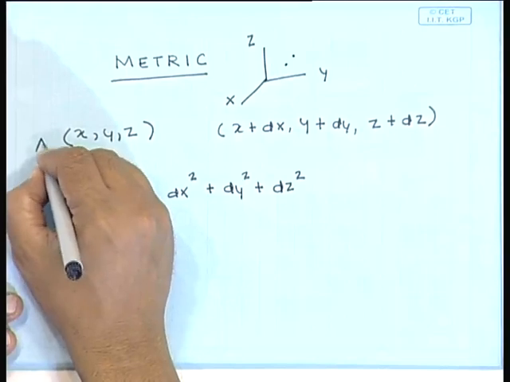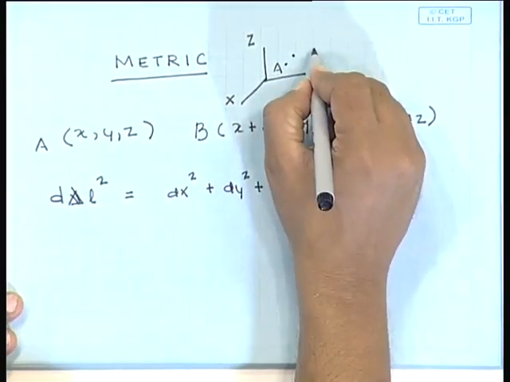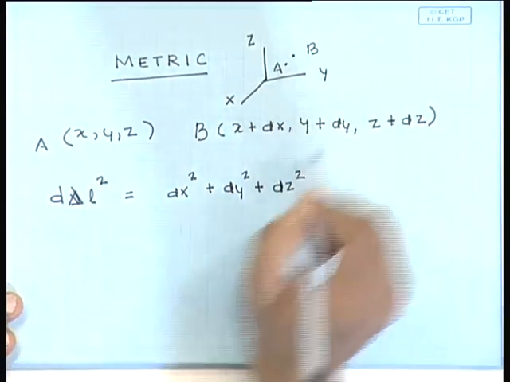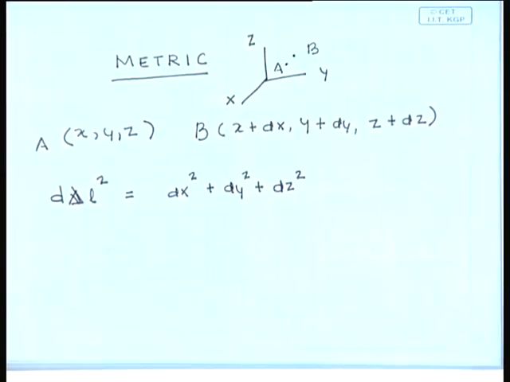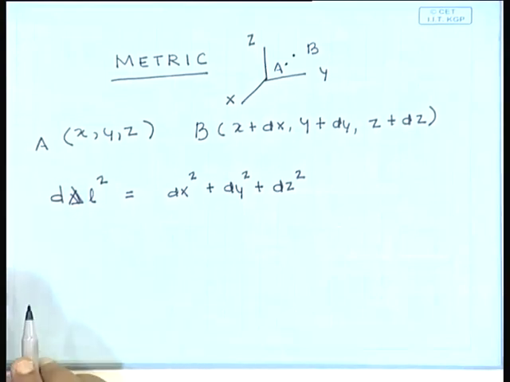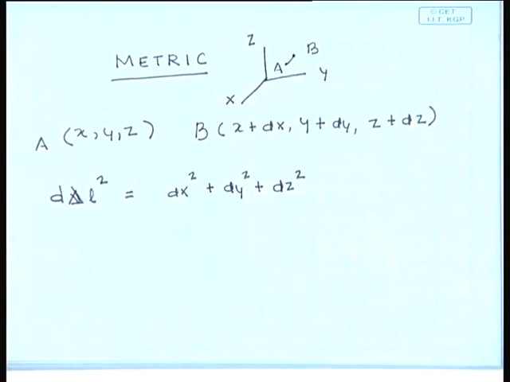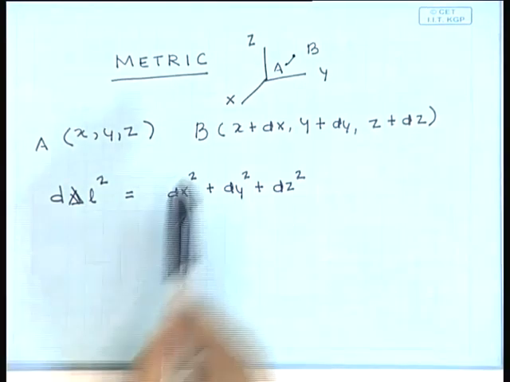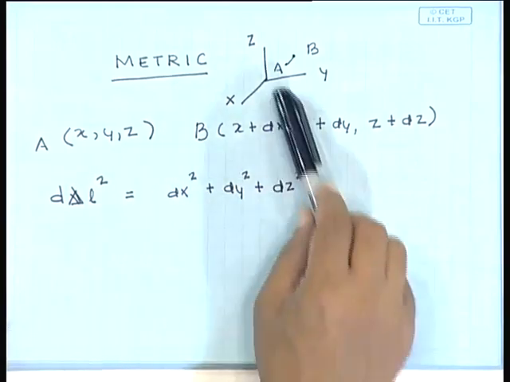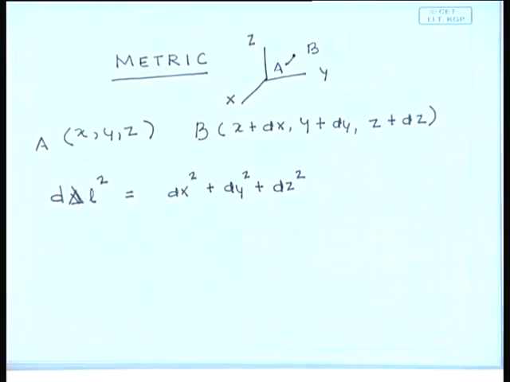So let me call them A and B. We have the 2 points A and B separated by dx, dy, dz. And the question that we ask is, what's the distance between these 2 points? And we all know that the distance dl squared of this line element, this is the small line joining these two, the length of this line, which is the distance between these points, is dx square plus dy square plus dz square. This is what is called the line element.